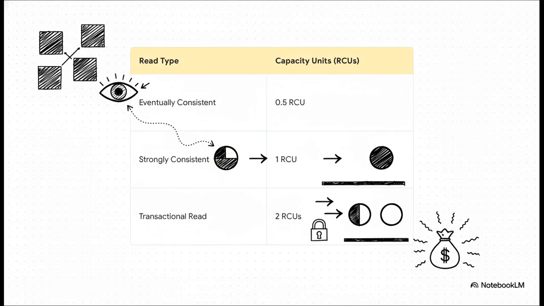This table shows you exactly what you pay for each 4 KB chunk of data you read. For an eventually consistent read, it's just half an RCU. For a strongly consistent read, it's 1 full RCU. And for a transactional read, for those all or nothing operations, it's 2 RCUs. You can literally see your choice of consistency doubling your cost right there on the screen.